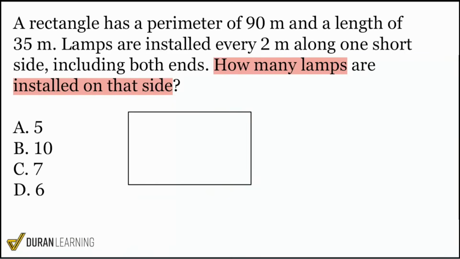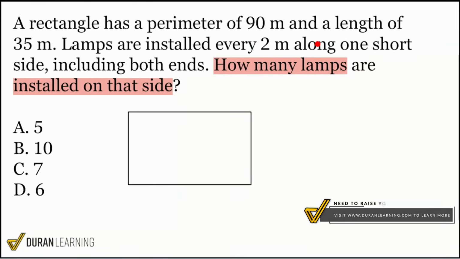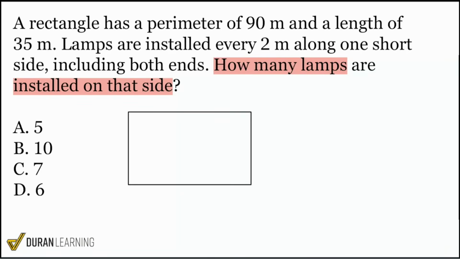And then everybody, can you remind me here real quick? They said that lamps are installed every 2 meters along how many sides? Tell me, how many sides? One side. And which side specifically, everybody? What adjective, what characteristic did we use to describe that side? Short. Yeah, the short side. Let me highlight this because this is the biggest part of this problem. It says one short side, including both of the ends.